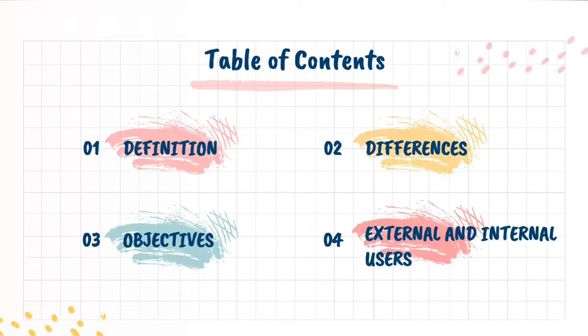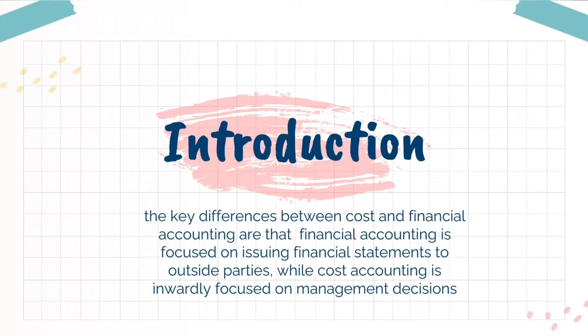So here is the table of contents. You are going to see the definition, the differences, objectives, and external and internal users. Firstly, the introduction. Based on this slide, the key difference between cost and financial accounting is that financial accounting is focused on issuing financial statements to outside parties, while cost accounting is inwardly focused on management decisions.